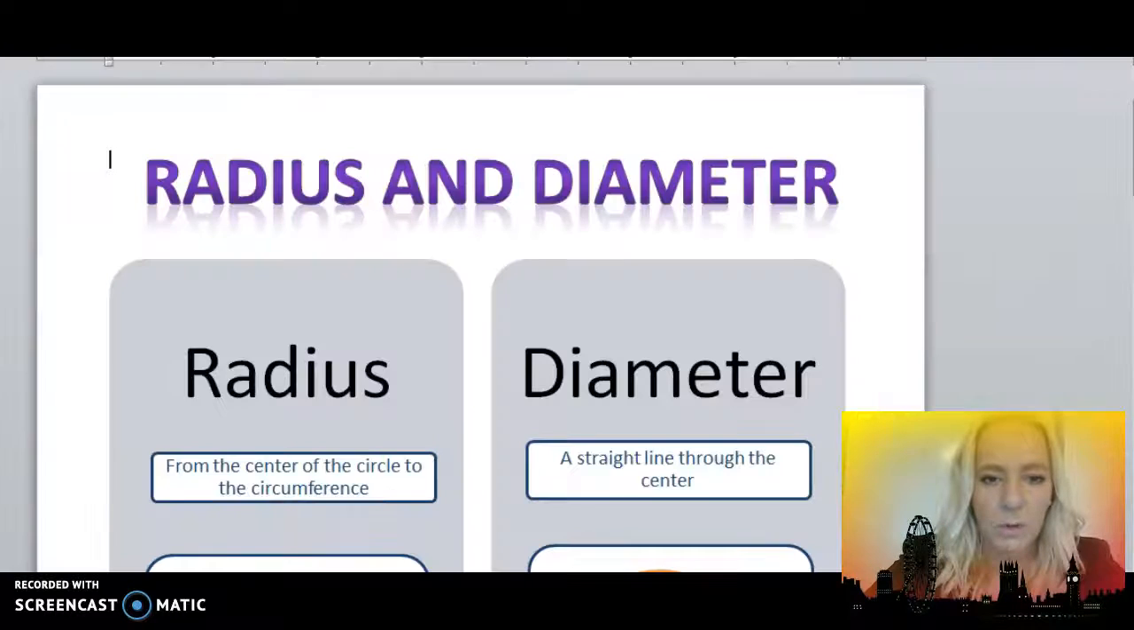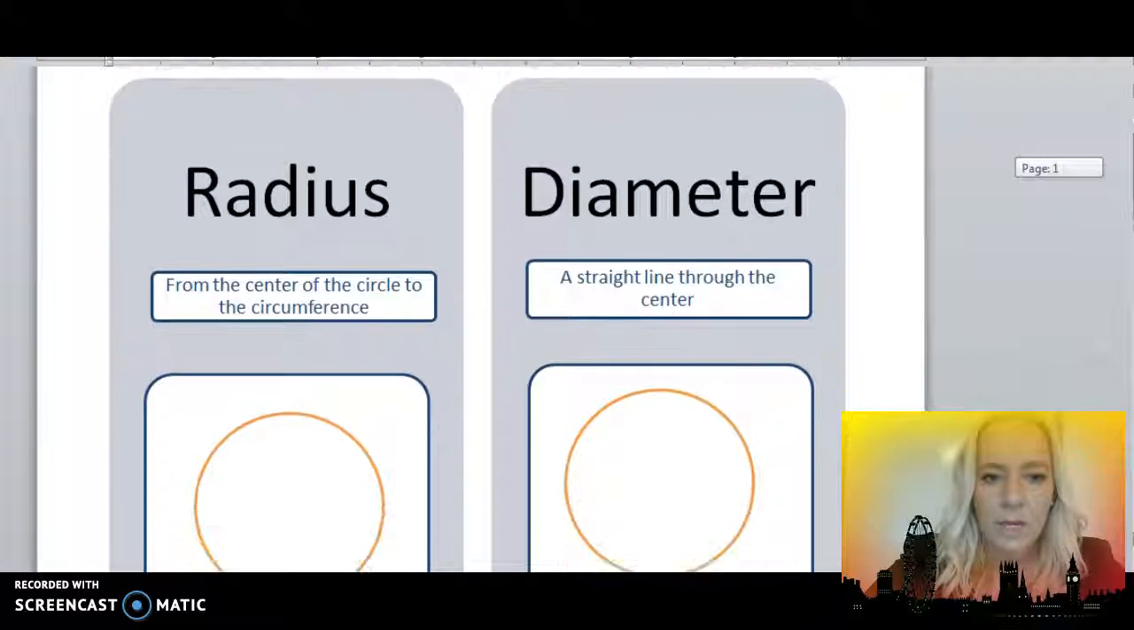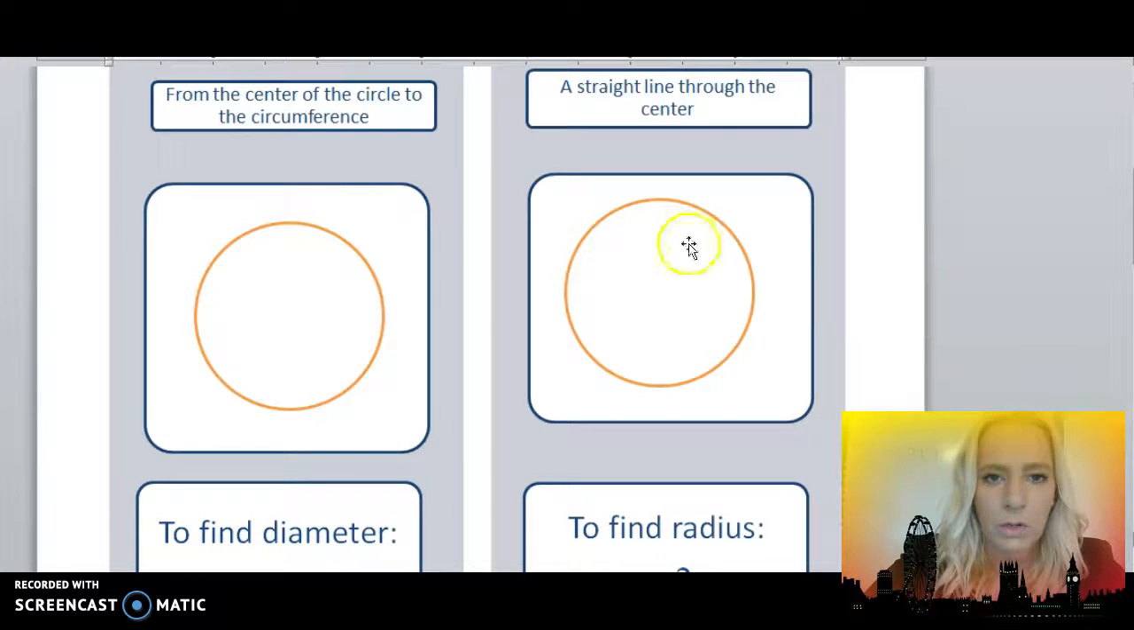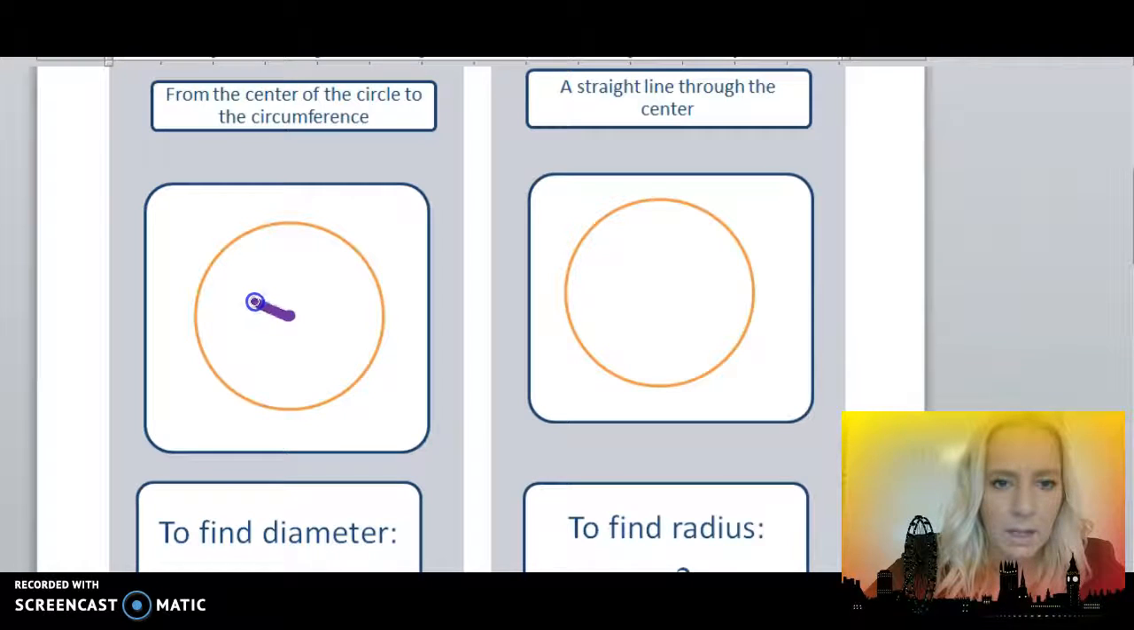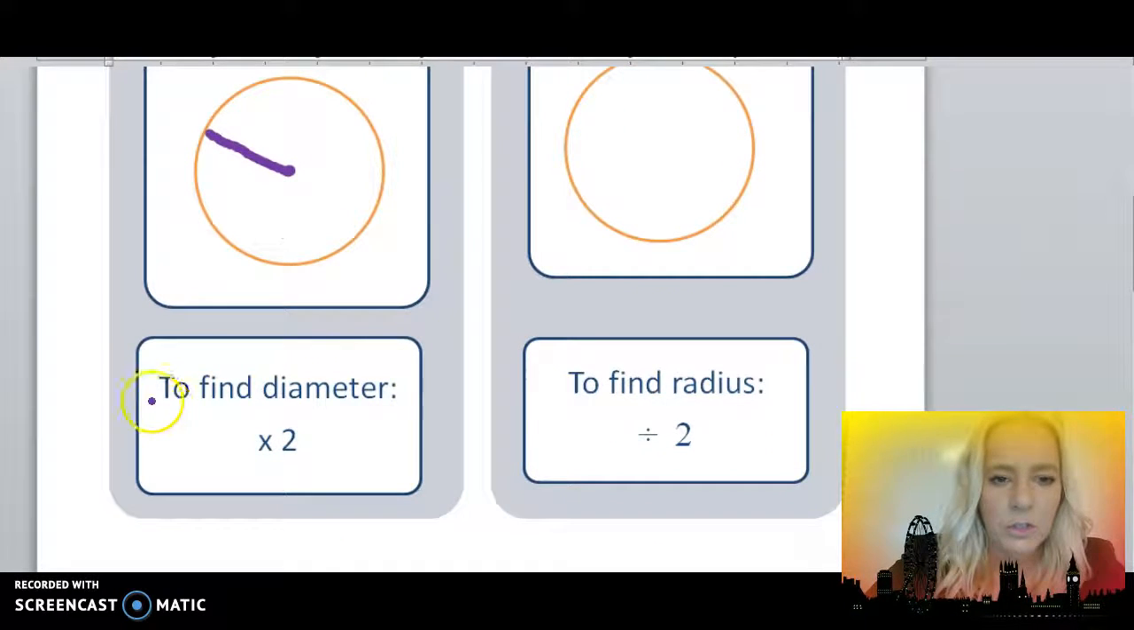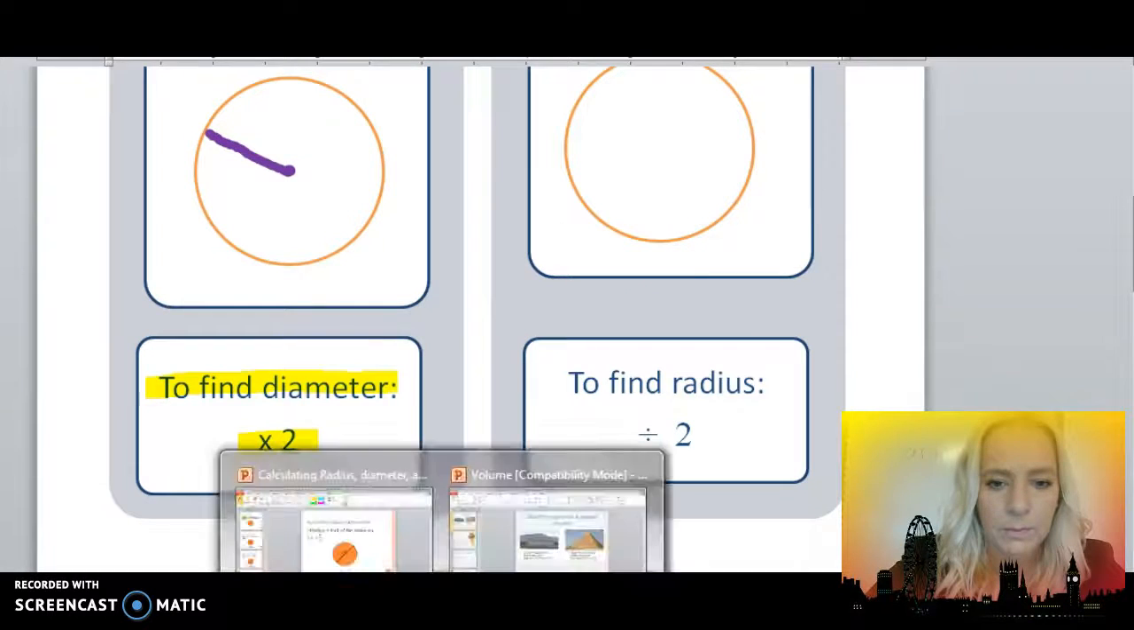Okay, I want you to visit your graphic organizer. So radius is from the center of the circle to the circumference or the outside of the circle. So what we're going to do is draw, to the best of our ability, a radius. So let's start from the center of a circle to the outside edge. So this is a visual example of a radius. And to find the diameter from the radius, we're going to multiply by 2. So to find diameter from radius, times 2.